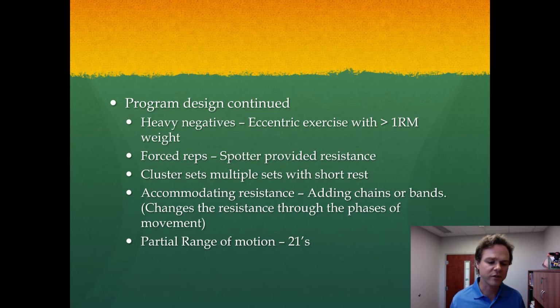You have partial range of motion. This would be the old school 21s, where you would do the first 7 reps down to the midpoint. Then the next 7 reps would be from the bottom coming up, and then you do 7 full range of motion repetitions. And you can really do that with a lot of different exercises. In the past, I don't know what people are doing now, but in the past, people did that for biceps, and they didn't really do it for anything else. And there's no real reason for that. You could do that with a bunch of different exercises.